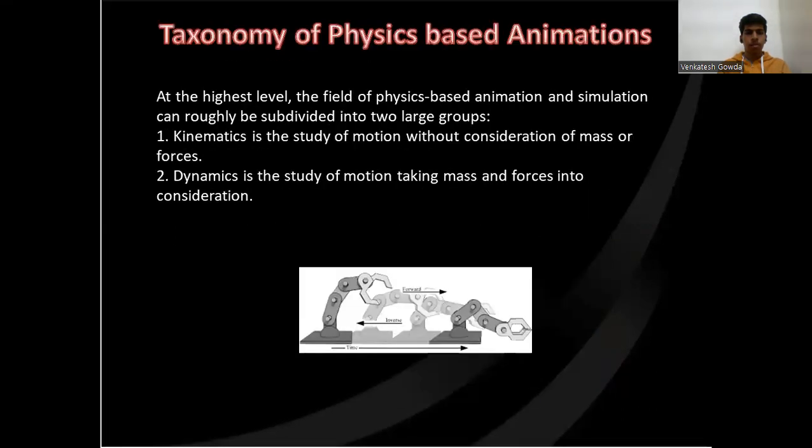Next is the taxonomy of physics-based animation. At the highest level, the field of physics-based animation and simulation can roughly be subdivided into two large groups. First is kinematics. So what is kinematics? Kinematics is the study of motion without consideration of mass or forces. Second is dynamics. So what is dynamics? Dynamics is the study of motion taking mass and forces into consideration.